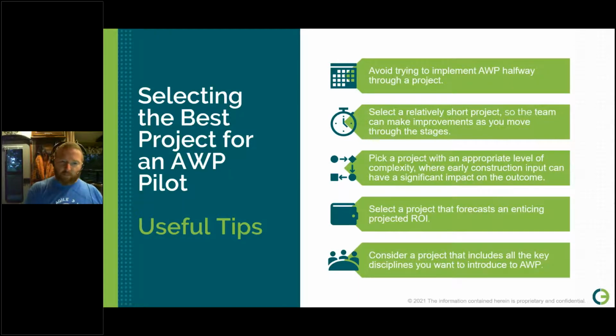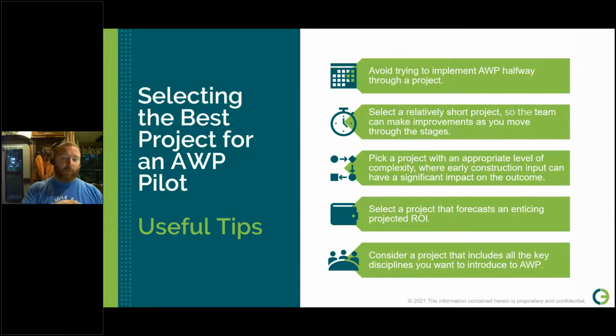So use the ROI tool that we were just talking about and go back, and if you've got 3 or 4 projects that you want to consider, then you can plug all 3 or 4 projects in and say, wow, this one out of all of those looks like it's got the best chance to have a decent ROI. And consider a project that includes all those key disciplines that you want to introduce AWP to.